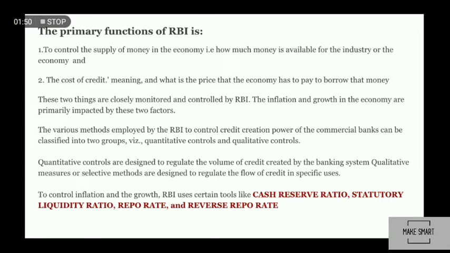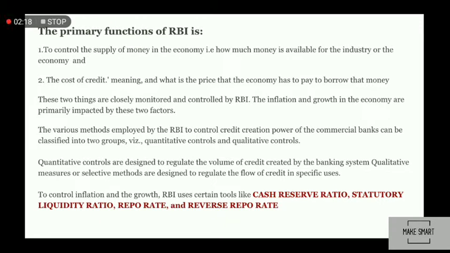The various methods employed by the RBI to control the credit creation power of the commercial banks can be classified into two groups: quantitative control and qualitative control. Quantitative controls are designed to regulate the volume of credit by the bank system, and qualitative measures or selective methods are designed to regulate the flow of credit in specific uses.